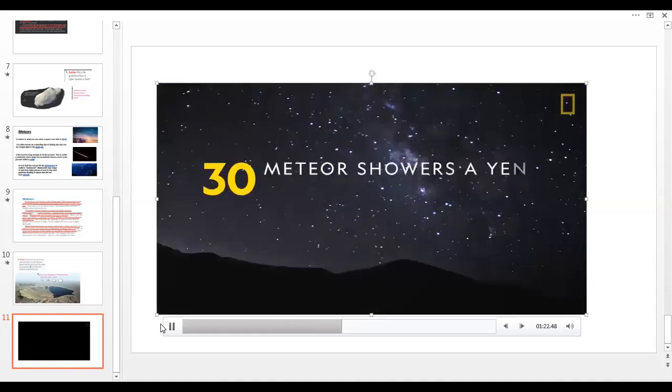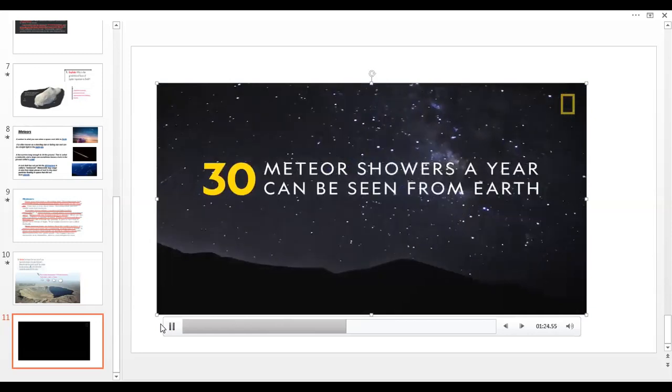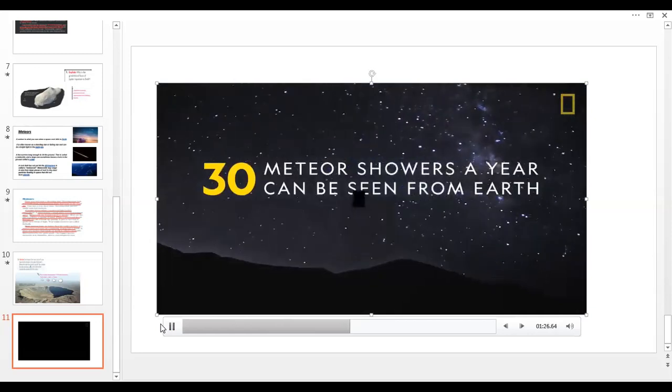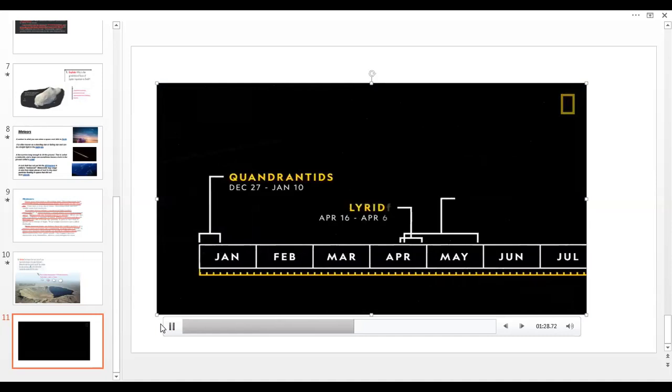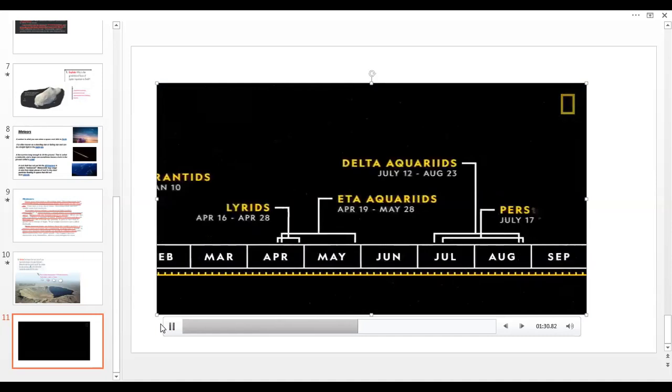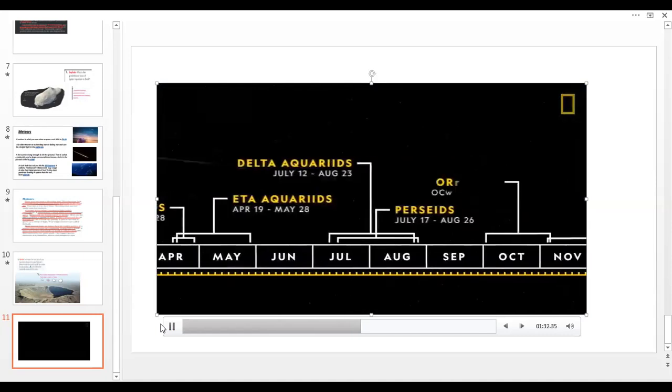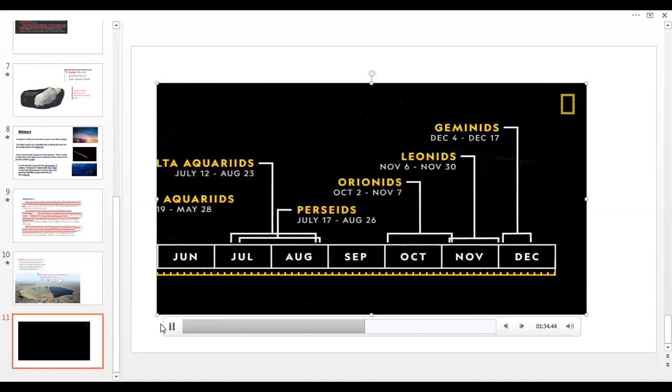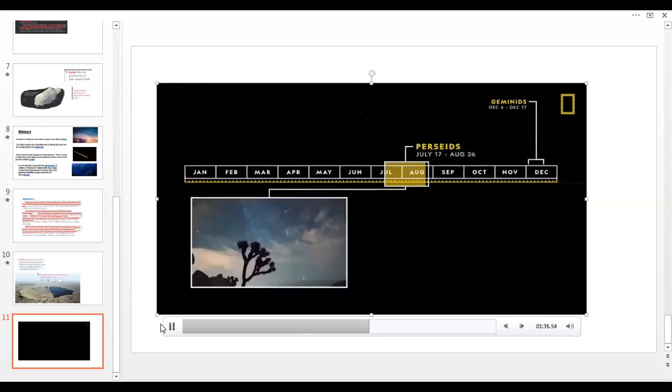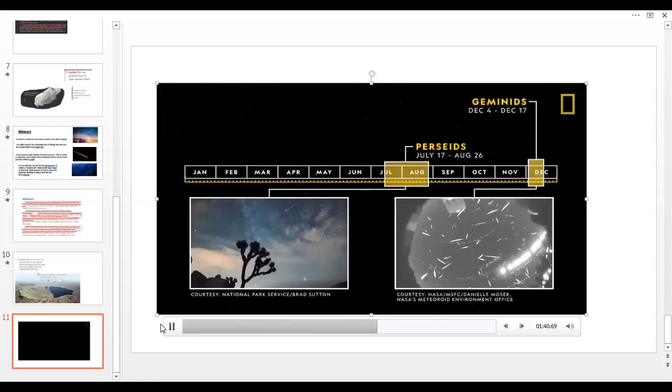About 30 meteor showers can be seen from Earth throughout the course of a year. And because the showers are timed with Earth's orbit, the celestial phenomena are cyclical and occur at regular intervals. For example, the Perseid meteor shower happens every August, and the Geminid meteor shower happens every December.